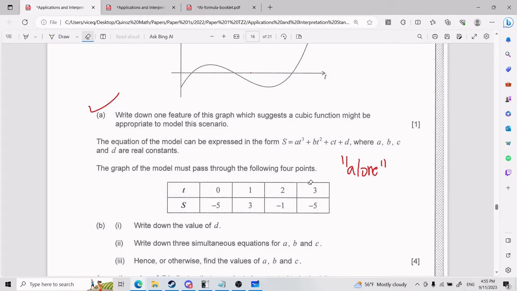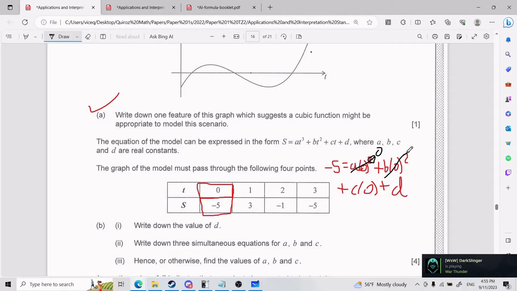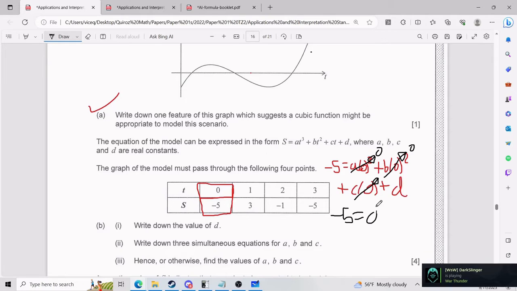So if you plug in 0 for t, at this point here, s is going to be -5 and t is going to be 0. So we have a times 0 cubed plus b times 0 squared plus c times 0 plus d. Now all of these times 0, even 0 times 0, just end up being 0. So we have 0 plus 0 plus 0 plus d. So -5 equals d. That is the value of d.